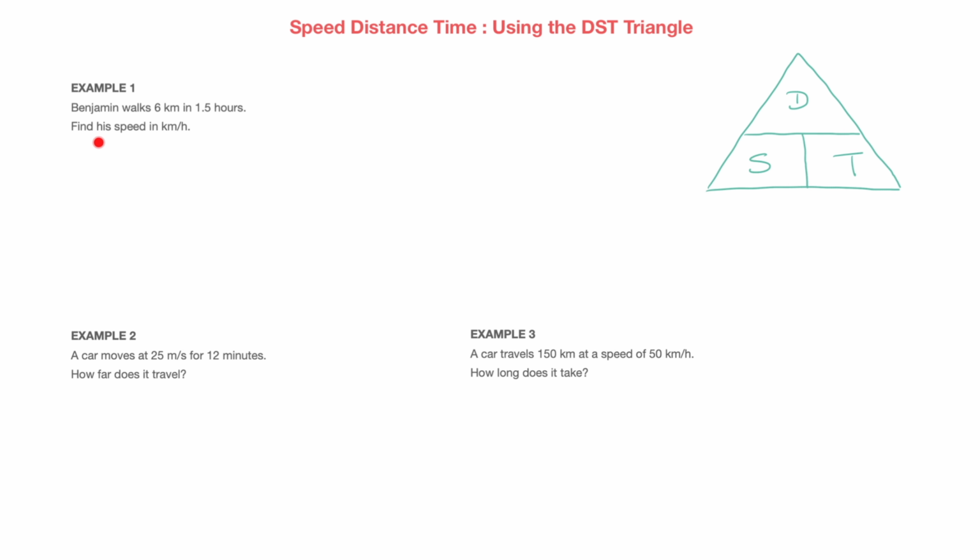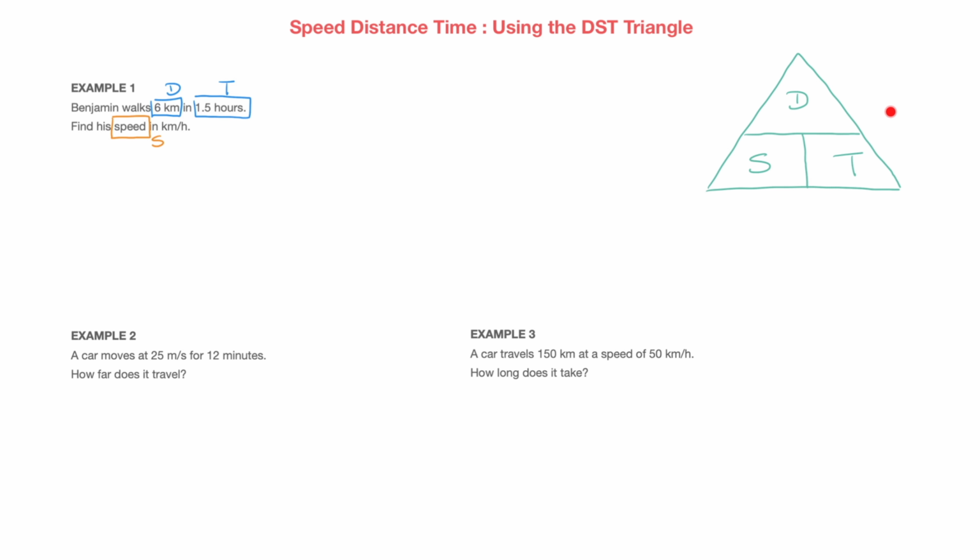And we need to find his speed in kilometers per hour. Okay, well, looking at this, we can see that we're given the distance he walks, and I'll write a capital D next to that. And we're also given the time it takes him to walk that distance, so we're given a time. And following what we just read, it's clear that we need to find his speed, so I'll say capital S.